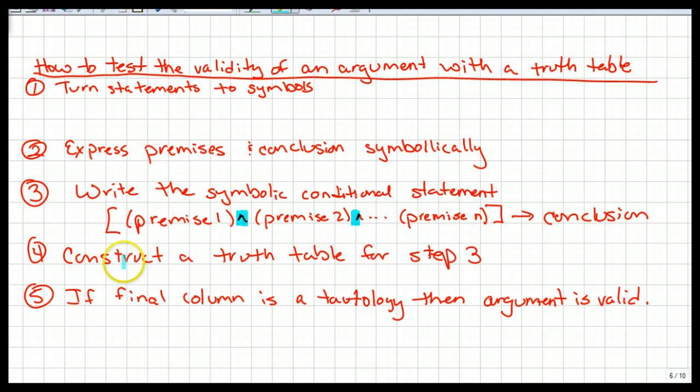Will there always be an and? Yes, there's always an and between the premises. That will never change. Nope, that'll be the same forever. Okay, number 4, you're going to construct a truth table for step 3, and you're going to see if it comes out to have a tautology. So number 5, if the final column is a tautology, then the argument is valid.